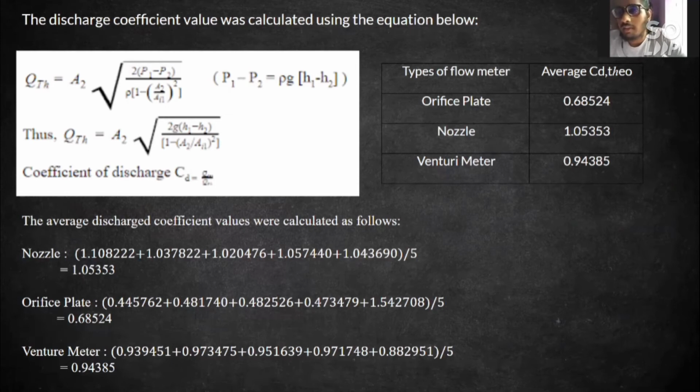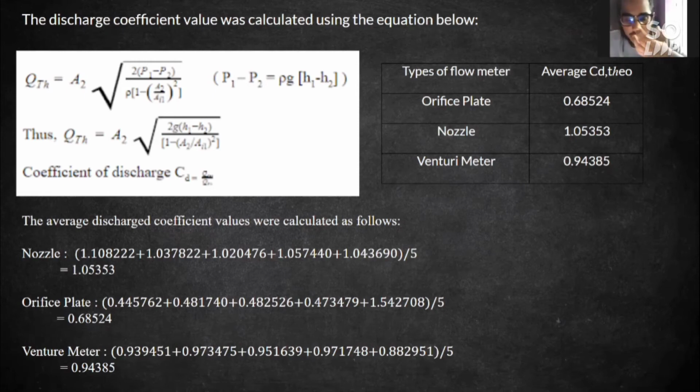Then we also calculated the average discharge coefficient value for each flow meter. For the orifice plate, we get 0.68524. For the nozzle, we get 1.05353, and for the venturi meter, we get 0.94385. The discharge coefficient value is important because it determines the flow meter's accuracy and performance. Each flow meter has a different average discharge coefficient value, as shown in Table 7.24.